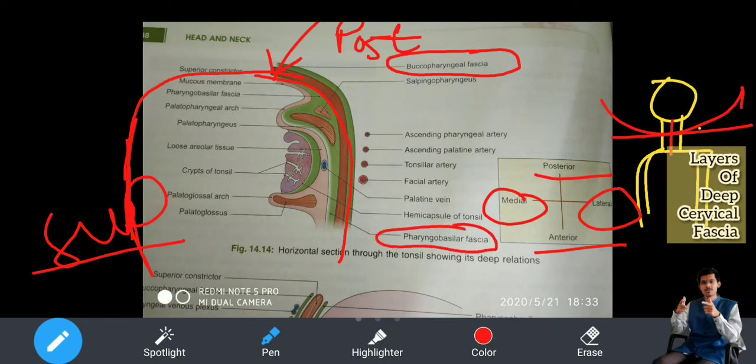Now all these names, palatopharyngeal arch, it's a mucus lining. Okay, this palatopharyngeus muscle, then palatoglossal arch, palatoglossus.